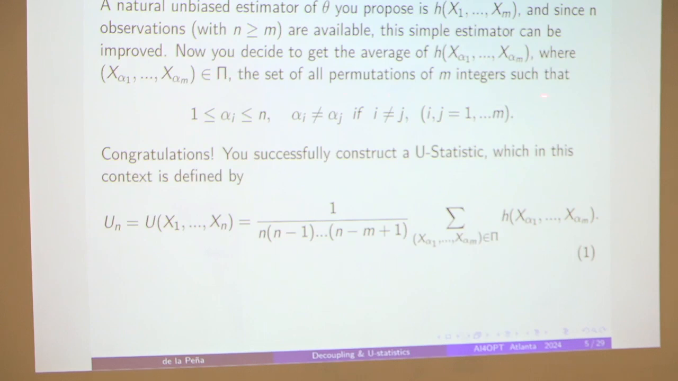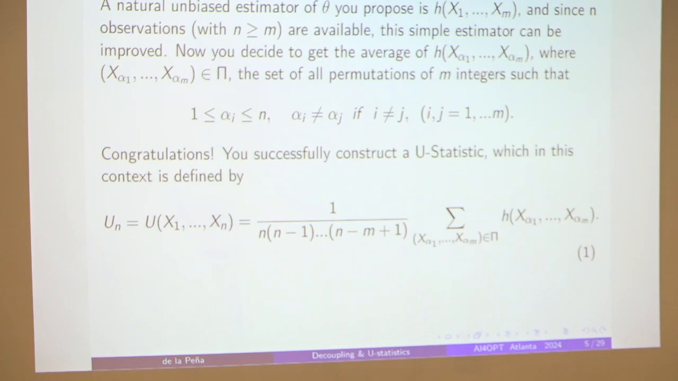So the best unbiased estimator, the U-statistic, is called a U-statistic because it's an unbiased estimator. It is obtained by taking the sum of h over all permutations of the x's divided by the number of entries, and that's a U-statistic. Any questions?